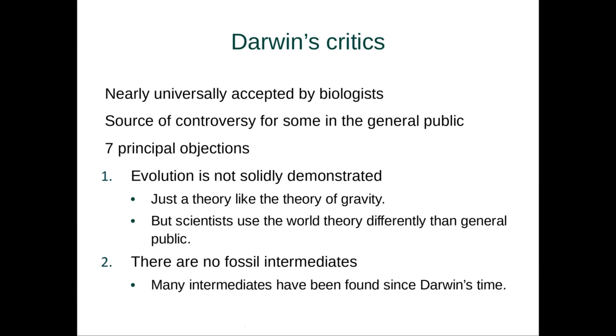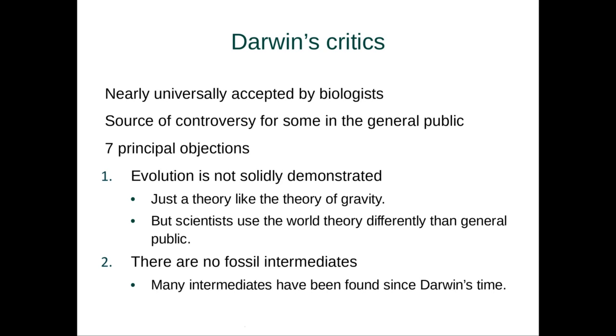So people like to say evolution is just a theory. It's not solidly demonstrated, and as we know, that's just simply not true. A theory in a scientific context is something that has a ton of evidence behind it. A theory that is essentially universally accepted is gravity. And remember, a theory is a big deal. Just because it's a theory of evolution, that doesn't mean anything.